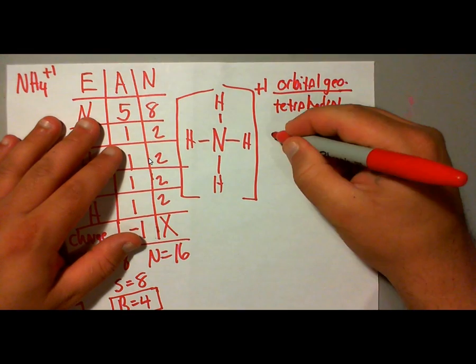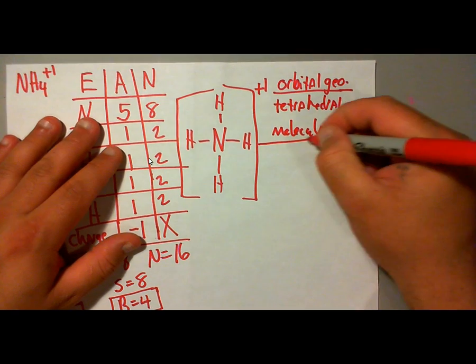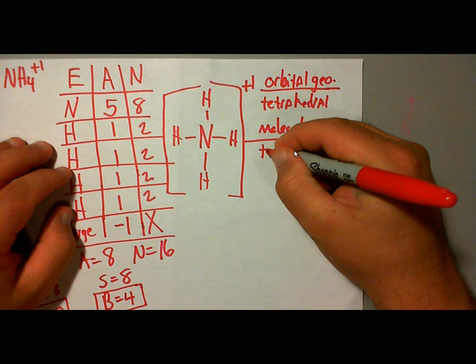Okay, now the molecular geometry, let's get it off the chart as well. Look at 4 0 right here. Okay, the molecular geometry is also tetrahedral, so make sure you write that down.